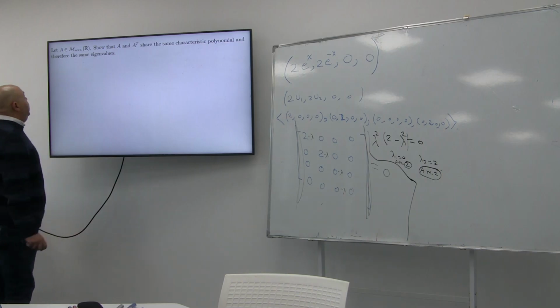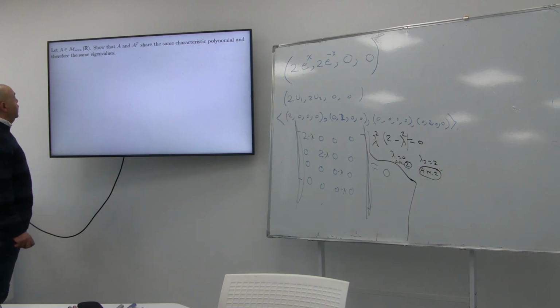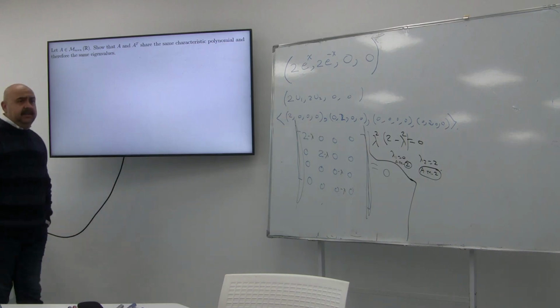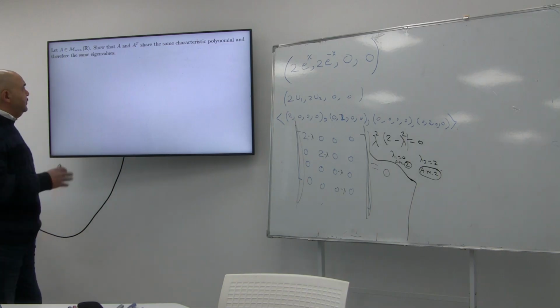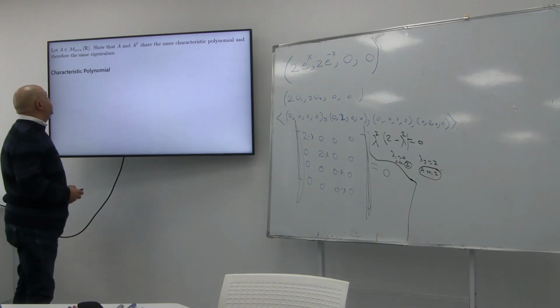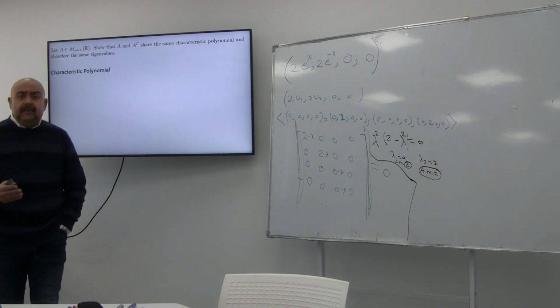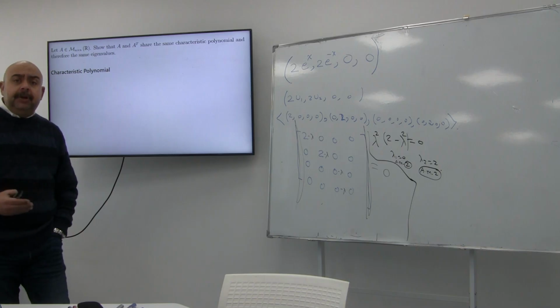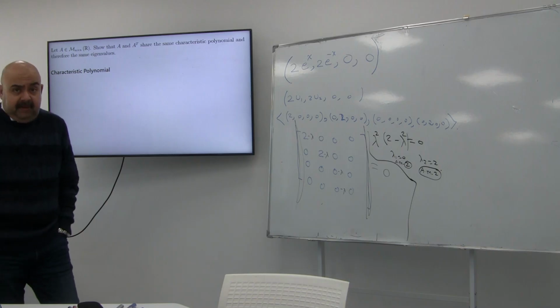This is also a very interesting proof. It wants you to show that A and A transpose have the same characteristic polynomial. This is actually very simple, because it's related mainly to the symmetric properties of determinants.